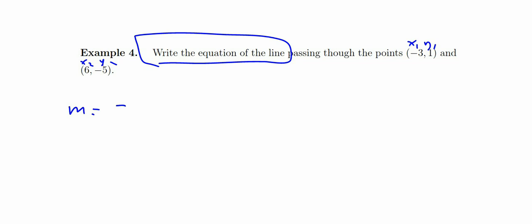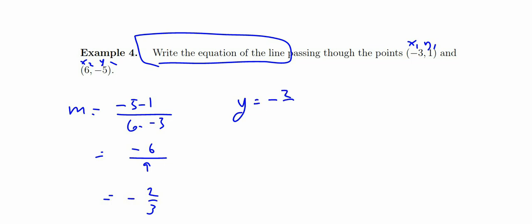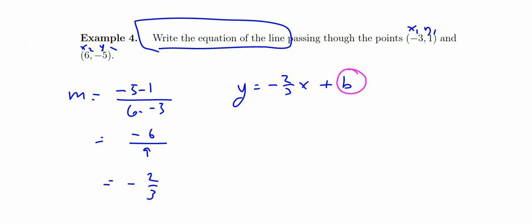So my slope, negative 5 minus 1 over 6 minus a negative 3. So that's negative 6 in the top. The bottom is going to be 9, so that's negative 2/3. Okay, so what that tells me so far is that y equals negative 2/3 times x plus something. And now I need to figure out what this value for b is. To do that, you could use either one of the other points that you had, okay, and substitute in for the x and the y.